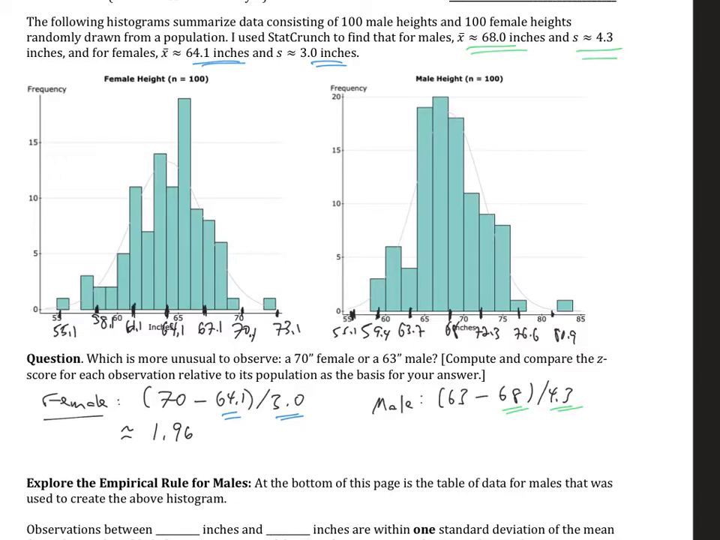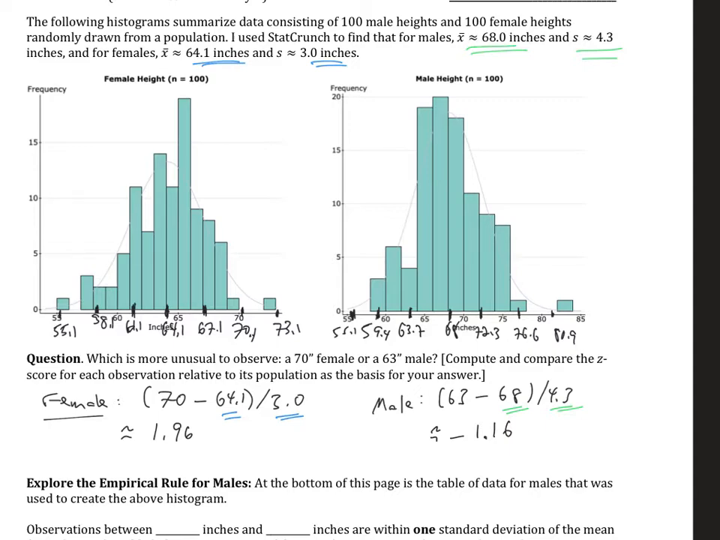Similarly for the man, we can do this calculation. It's about negative 1.16, looks like. And so that is a little more than 1 standard deviation below the mean. The negative sign there means that you're going to be below the mean. And if we look for where 63 inches is on the male distribution, this is 63.7, so 63 is just over there. Again, a little further away from the middle than 1 standard deviation. So it's 1.16 standard deviations below the mean.